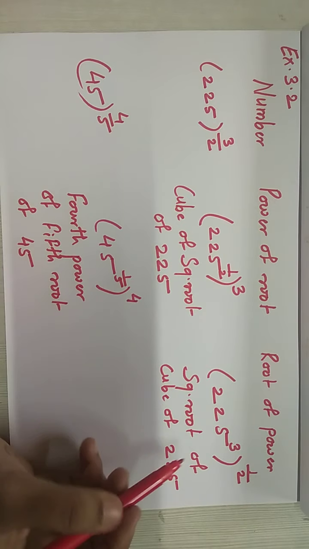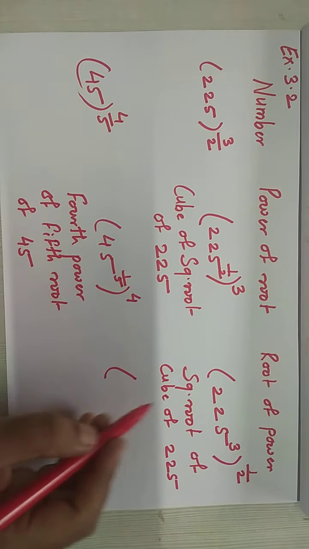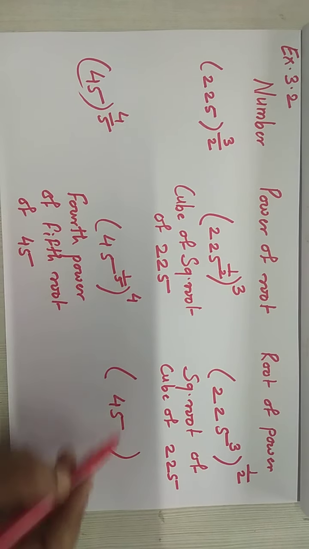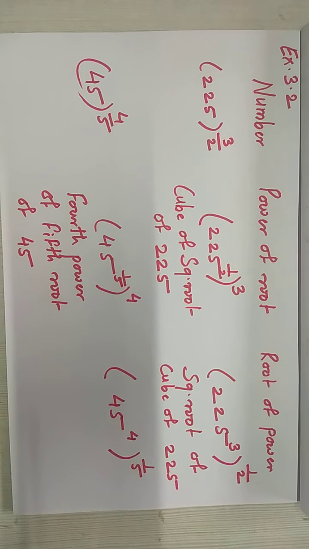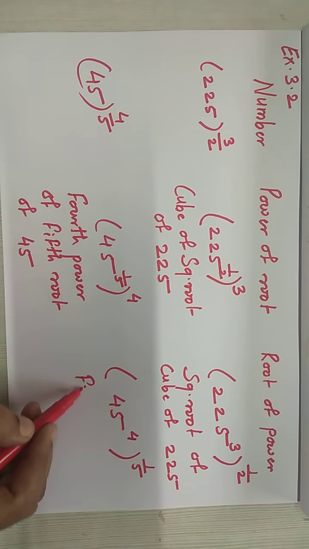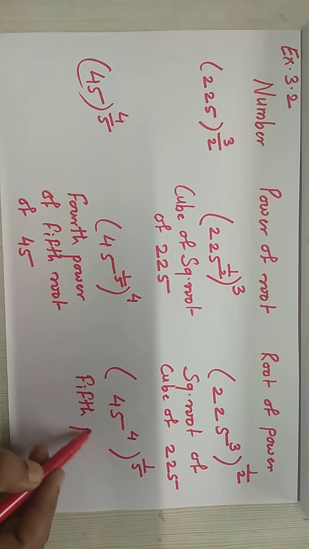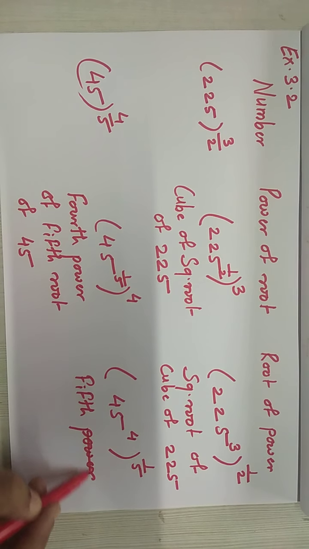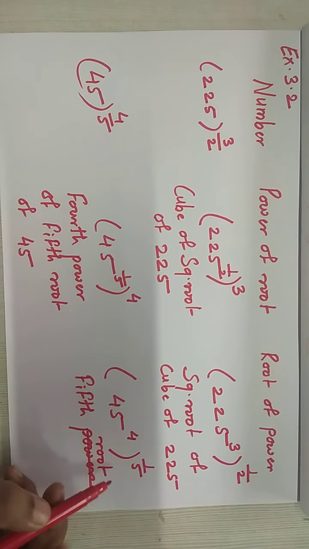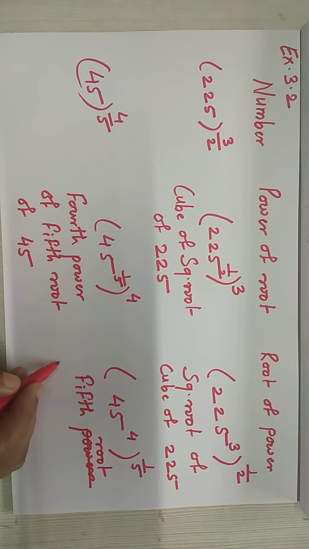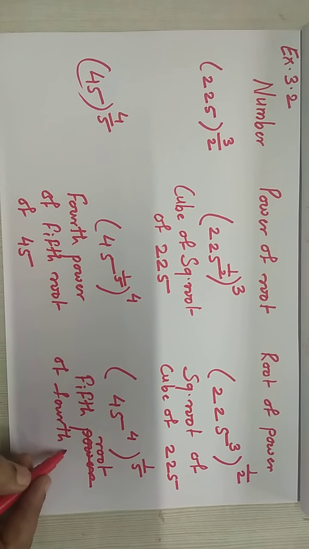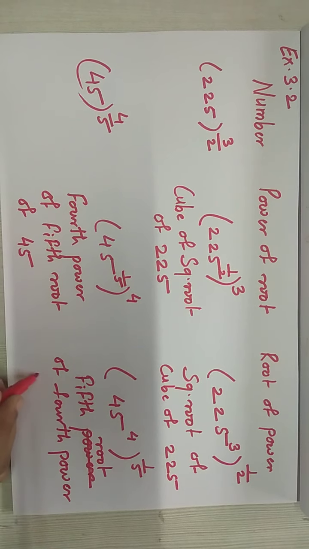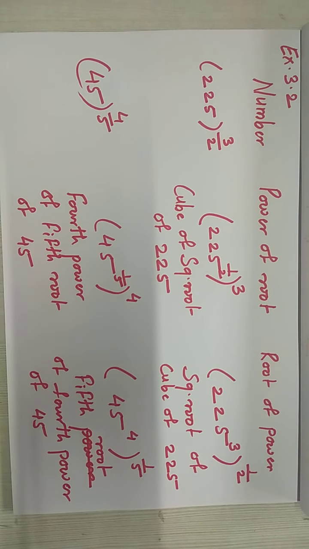Now let's write it in the reverse way. The root will go out, power will come inside. They wanted root first and then power. So root will be outside and power inside. How to write this? This will be 5th root, sorry, this is 5th root of fourth power of 45. Fifth root of fourth power of 45.